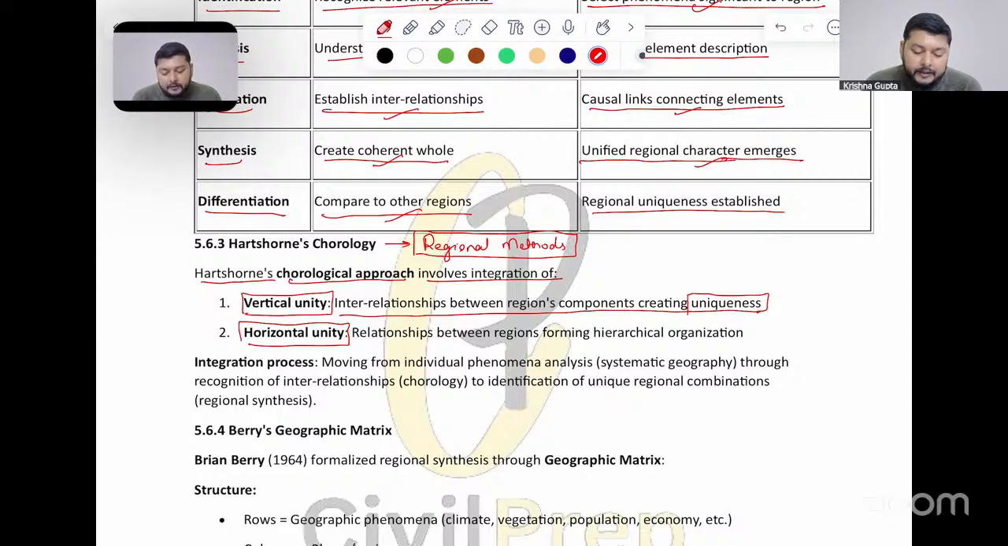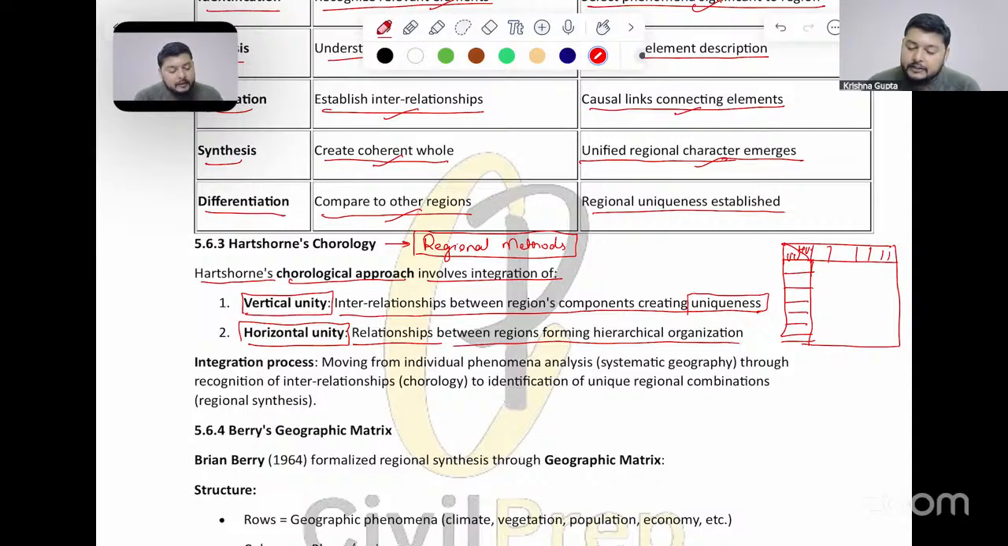Then under horizontal unity, vertical unity is basically this one. This is vertical unity, and this is horizontal unity. So basically, this is what Hartshorne is talking about. The uniqueness can be created between the vertical unity and the horizontal unity. So the relationship between the regions forms the hierarchical organization here. Then we can form a hierarchy as we formed in the previous part. So this is what we need as part of the study of the chorological approach.